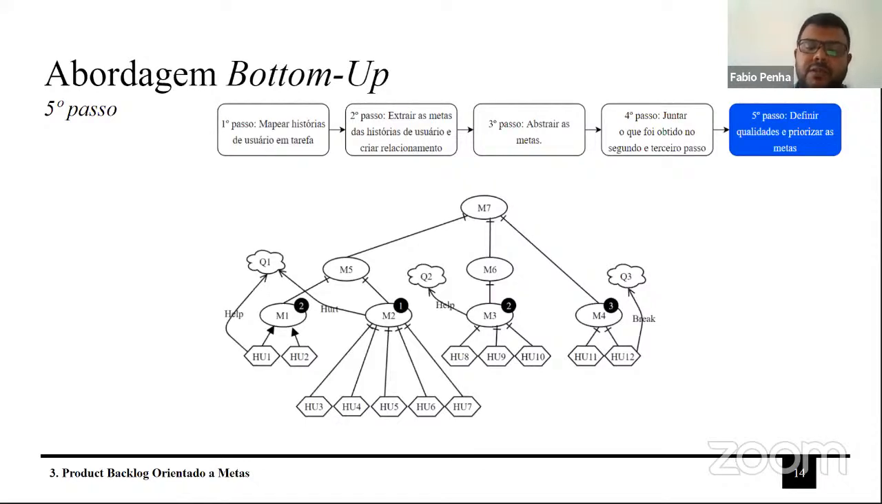Compreendidos esses requisitos não funcionais, a gente simplesmente introduziria um novo elemento, que é a contribuição. A gente indicaria como uma história ou uma meta estaria contribuindo positivamente ou negativamente para uma determinada qualidade. E com a priorização da abordagem de GRL.